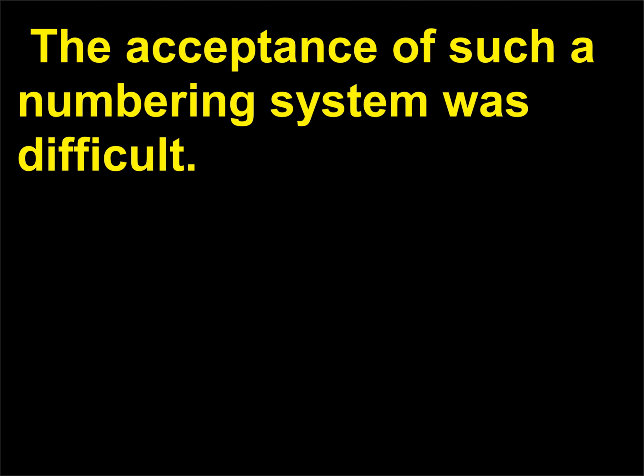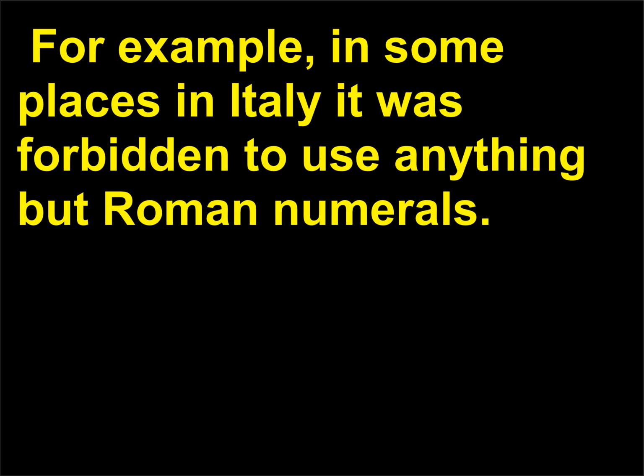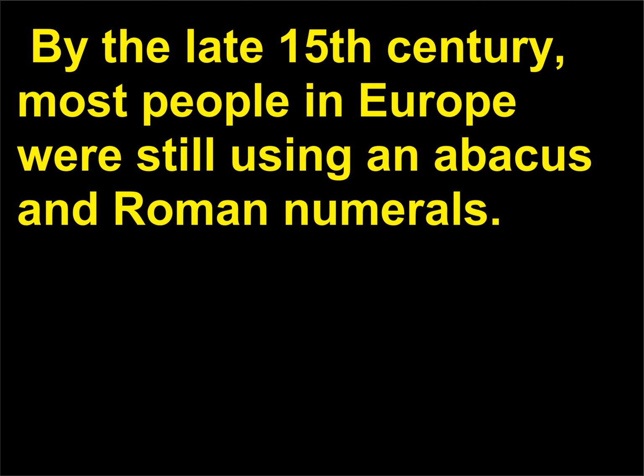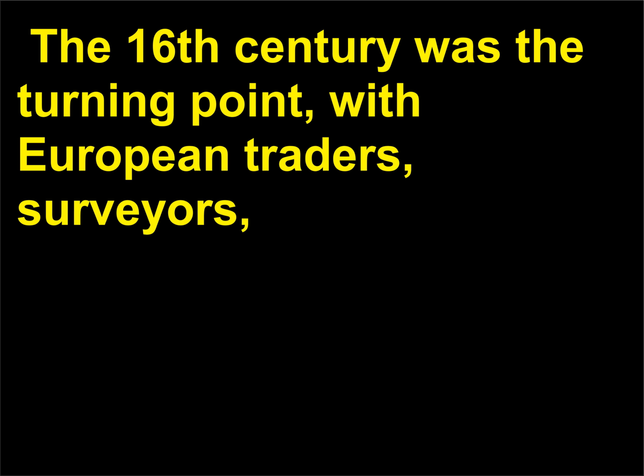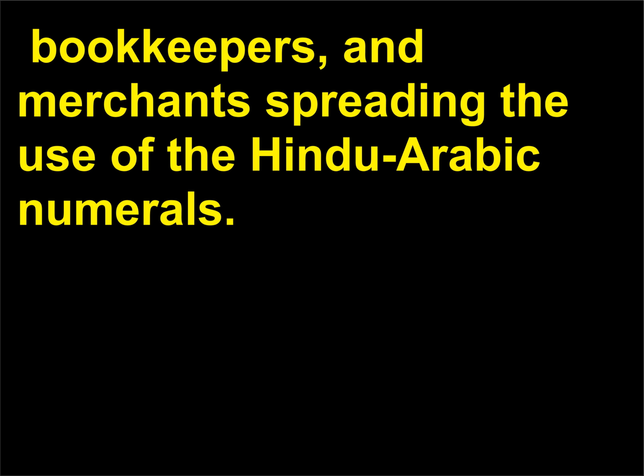The acceptance of such a numbering system was difficult. For example, in some places in Italy it was forbidden to use anything but Roman numerals. By the late 15th century, most people in Europe were still using an abacus and Roman numerals. The 16th century was the turning point, with European traders, surveyors, bookkeepers, and merchants spreading the use of the Hindu Arabic numerals.